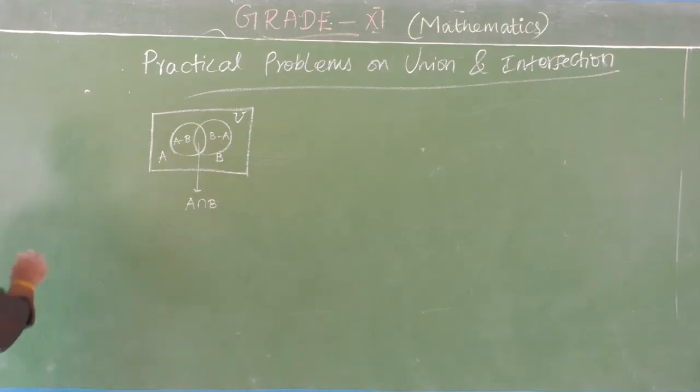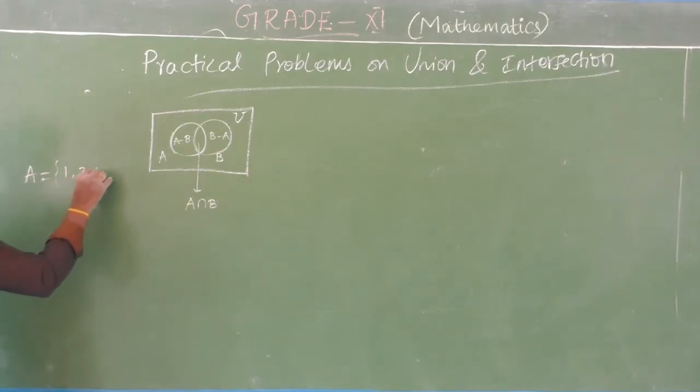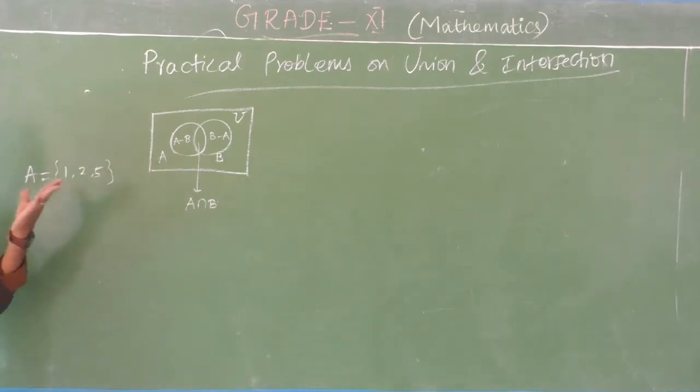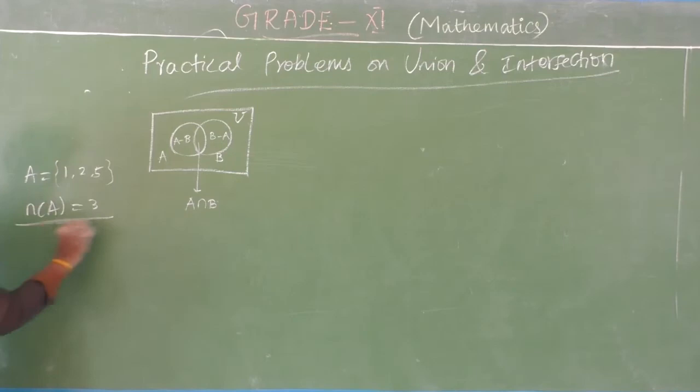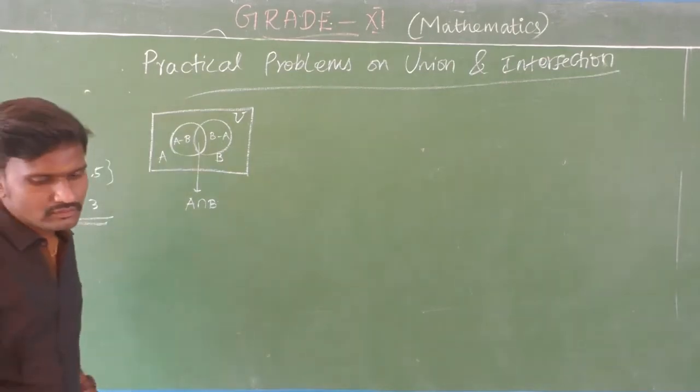Before that, see, I give you one set named A: 1, 2, 5. Okay. So the elements of A are 1, 2, 5. So totally how many elements are there? 3 elements. So n of A equals 3. So what do we mean by n? N means the number of elements in the given set. So that we are going to denote by n of A or n of B, for any set we write. Okay.